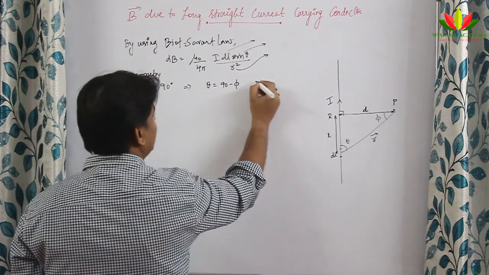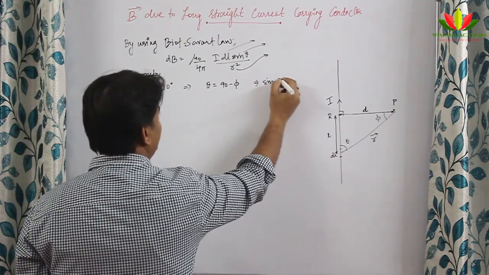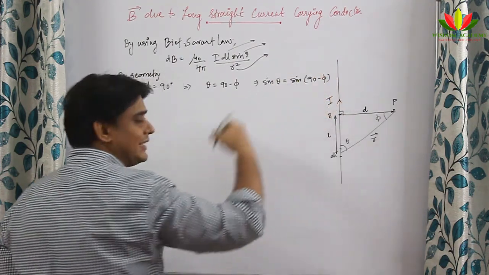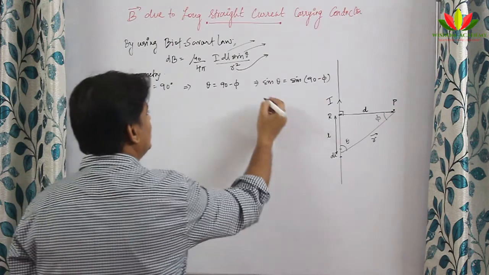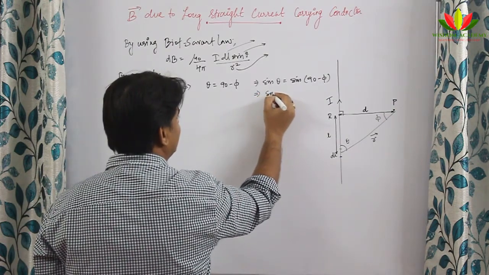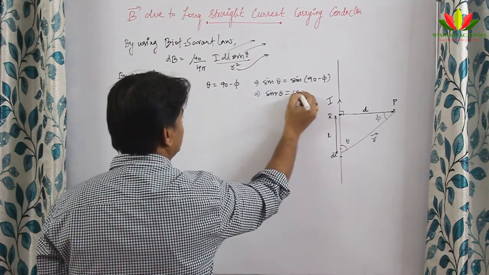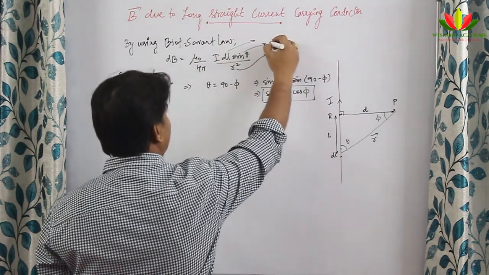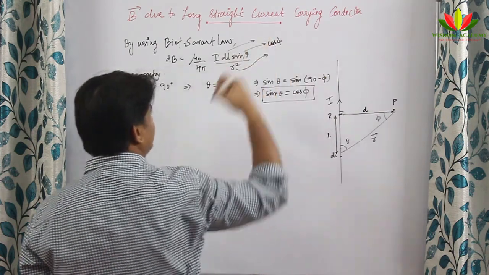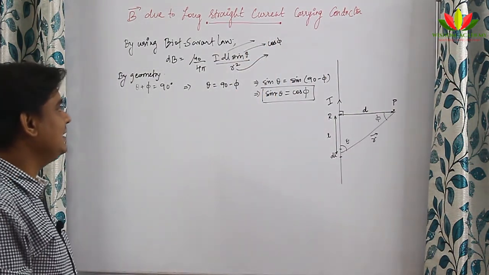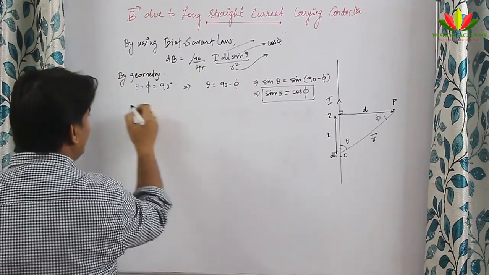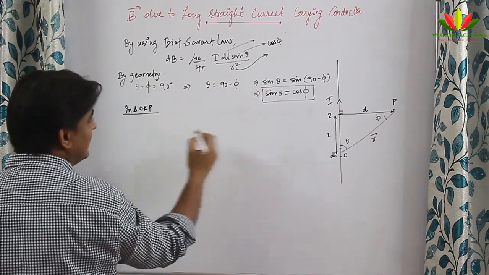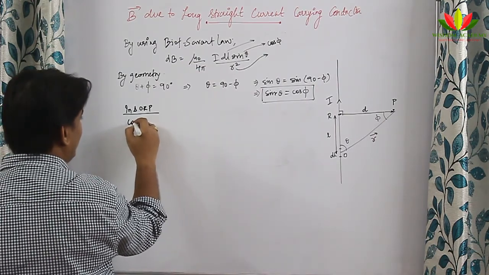So I can write sin theta will be equal to sin of 90 minus phi. What is sin 90 minus phi? It is cos phi. So sin theta is equal to cos phi. Now I got sin theta in terms of phi. Next I will try to find R. So now I will take triangle ORP, and in this triangle let us try to find cos phi.